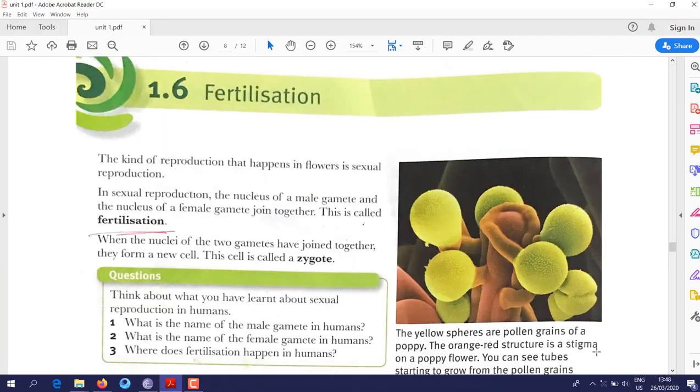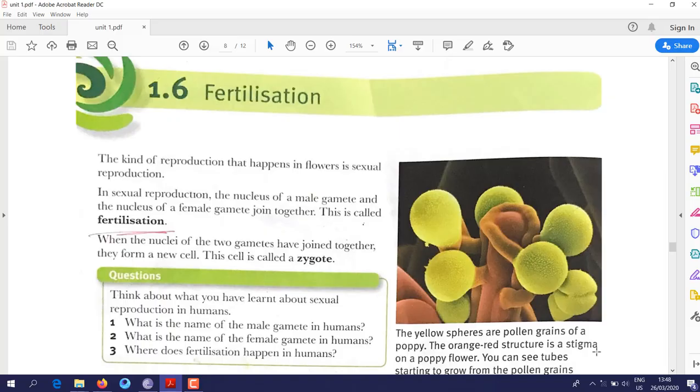1.6 Fertilization. After we talked about the structure of plants, parts of a flower, and the process of pollination, now we will start talking about fertilization. What's fertilization, or what do you mean by fertilization?